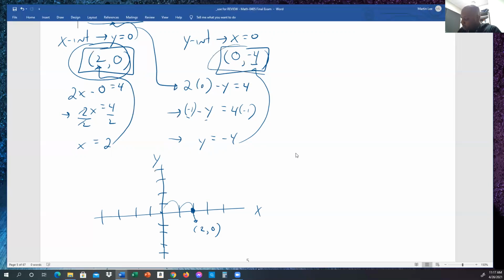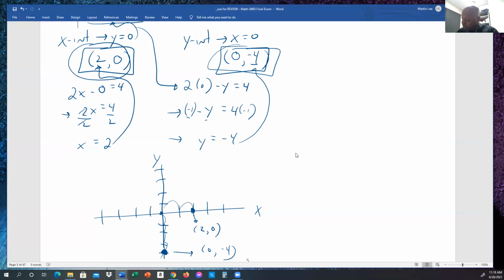Now we plot the point 0, -4. So starting at the origin, x equals 0, y equals -4. We're going to go down 4, 1, 2, 3, 4. And this is the point 0, -4.